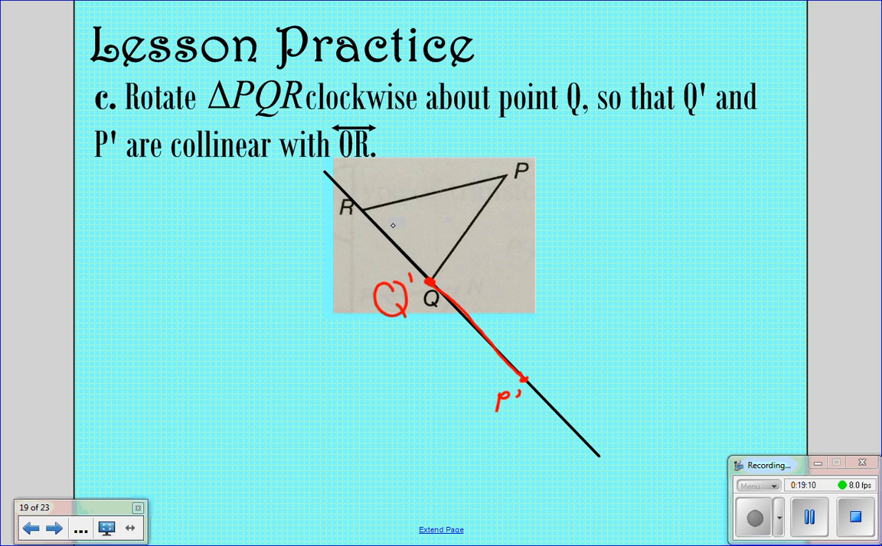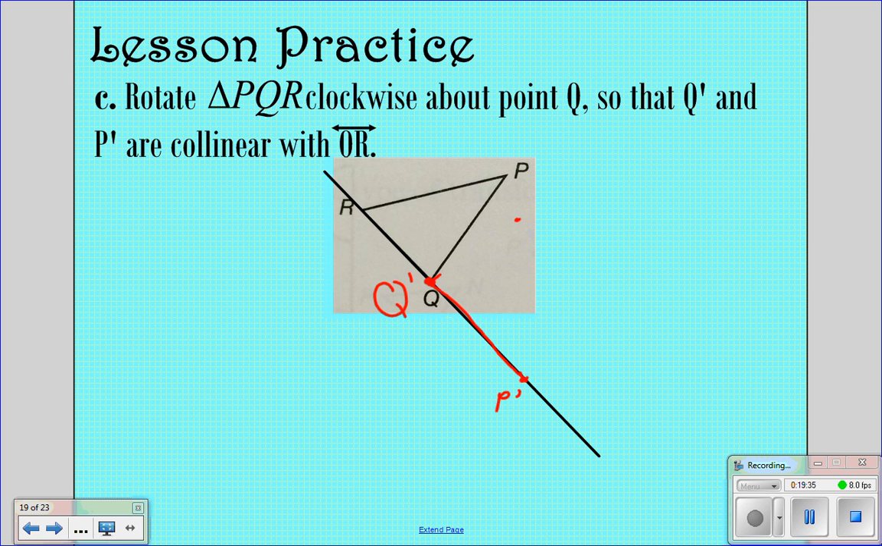And now R, P got rotated over here. R is also going to get rotated, and it's by about the same amount. And if you notice, RP is longer than QP, but RQ is not longer than either one of those. It's the shortest side. So I'm going to put it right about here.